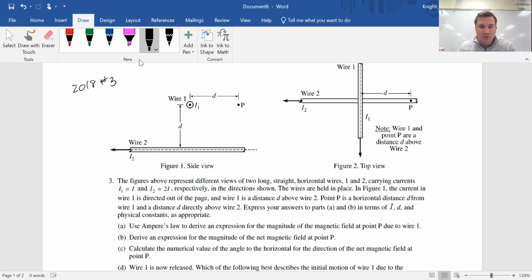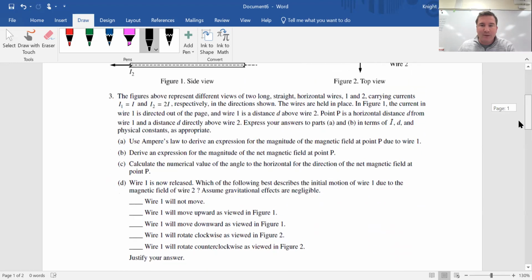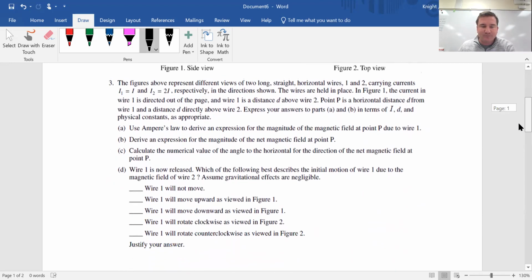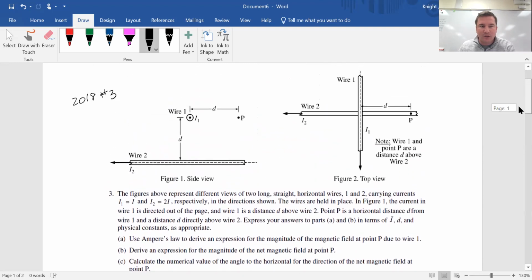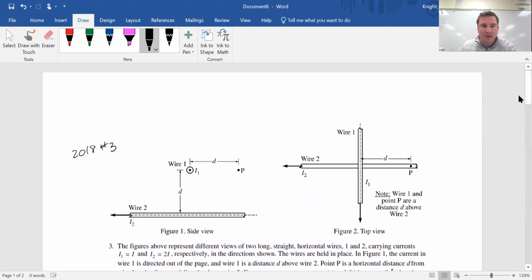Use Ampere's law to derive an expression for the magnitude of the magnetic field at point P due to wire 1. They give me a whole lot of space to do this, so I might have to do it up in this space up here. But first, we need to determine the magnetic field at point P due to Ampere's law. So I'm going to use a little bit of symmetry and draw my Amperian loop terribly unsymmetrically. That was really the goal.